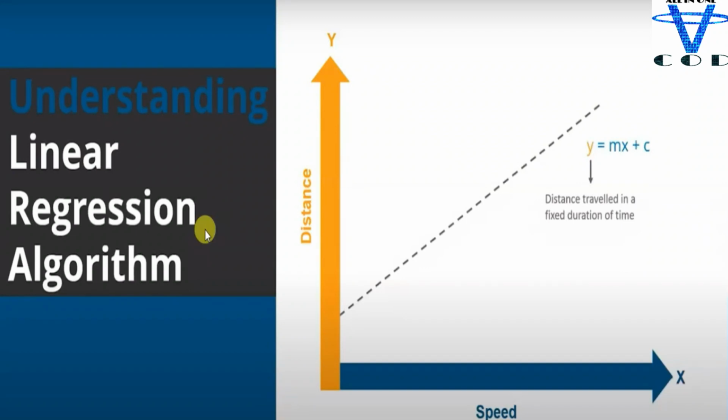We can't change the distance. Here, this is our independent variable and speed is the dependent variable. It means we can change the speed but we can't change the distance. So y is the distance traveled in a fixed duration of time, and x is the speed of the vehicle. So y and x. So y is the independent variable and x is the speed of the vehicle, it means the dependent variable. And this here is called the slope of the line, it means m, and c equal to the y intercept of the line.